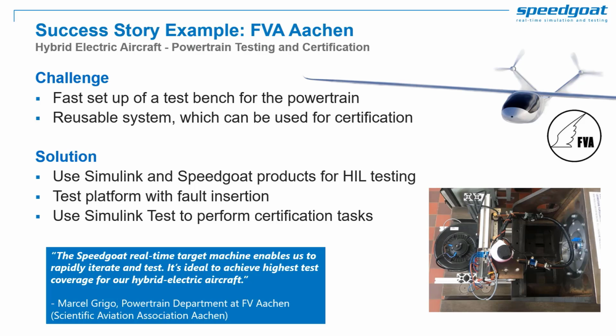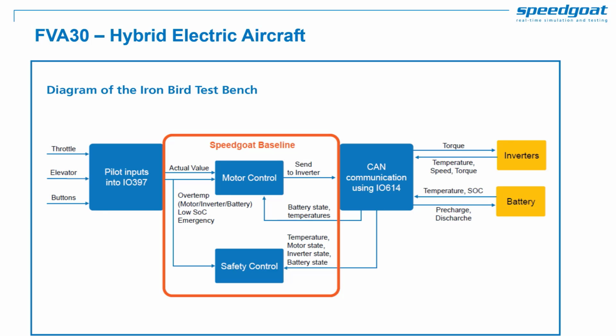In order to set up an Ironbird, the association needed a test bench to set up the powertrain for the hybrid aircraft. The solution was to use a Speedgoat target machine. They were able to rapidly set up their test bench and start testing. This Ironbird setup is also an essential part of the compliance demonstration in order to fully certify the aircraft. Let's have a look at how they used the real-time target machine within their test bench.